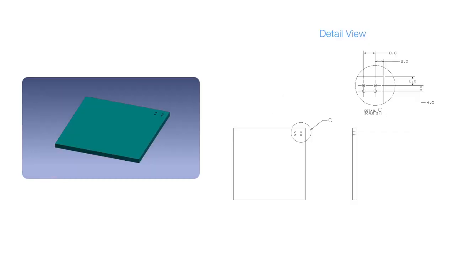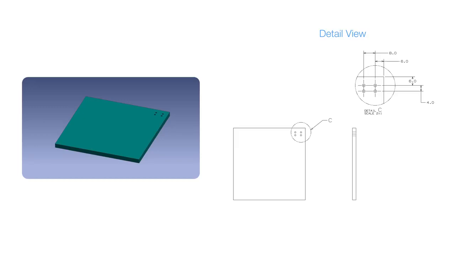Another useful tool is called a detail view, which is used if you have some small detail that you want to dimension, but it would be tough to clearly dimension the features in the given scale of the drawing. To make a detail view, draw a circle around the region of interest, and then break that region out somewhere else on the drawing and use whatever scale you like.